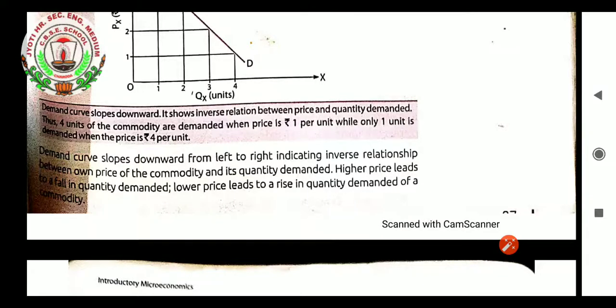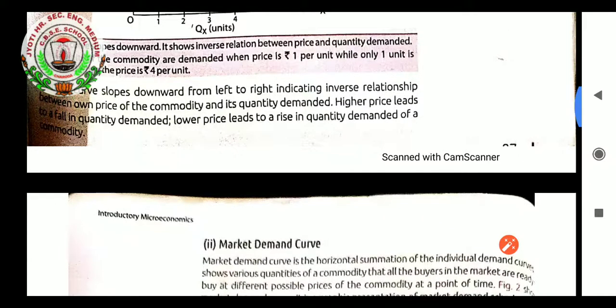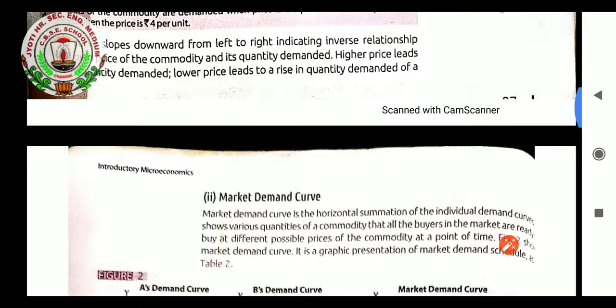This is the common thinking of the people. When the price becomes low, people start demanding more, and when the price goes up, people start demanding less. So that is the inverse relation between price and quantity demanded.